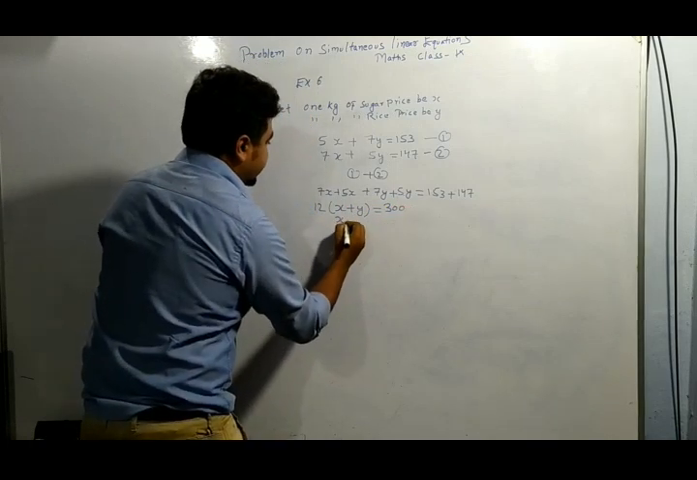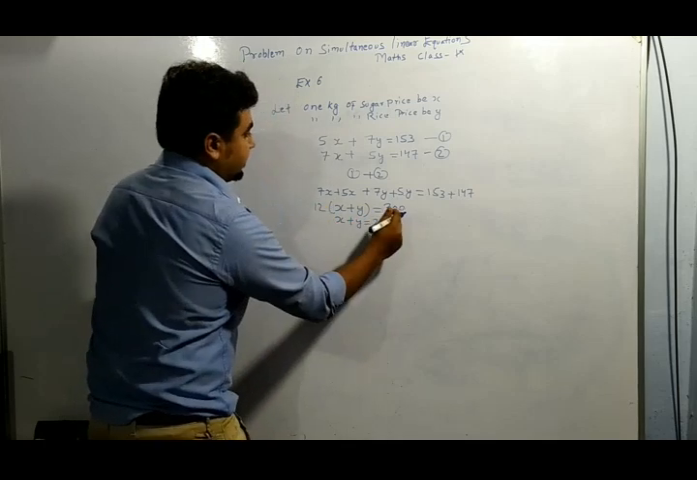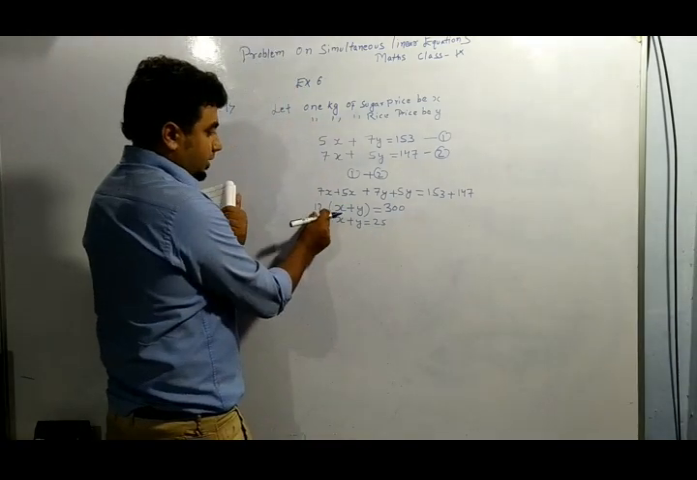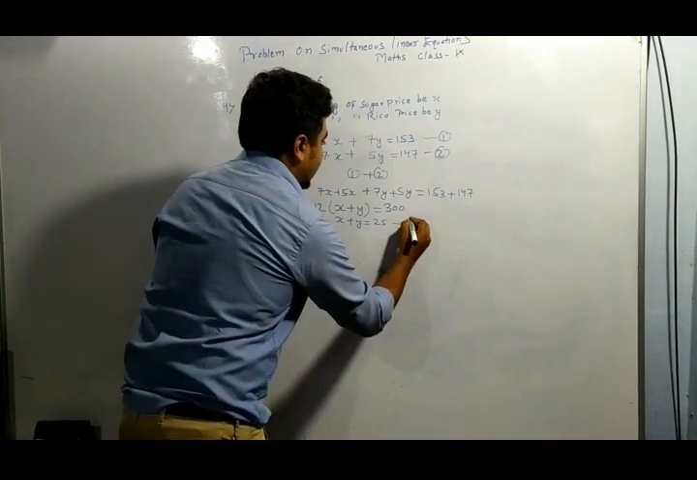So x plus y is equal to 25. If I divide by 12, it becomes 25. I am dividing by 12. So this is equation number 3.